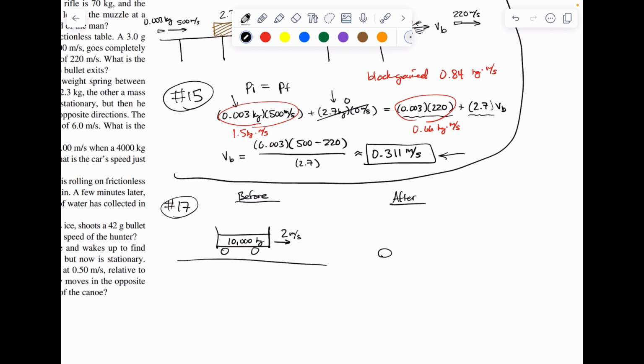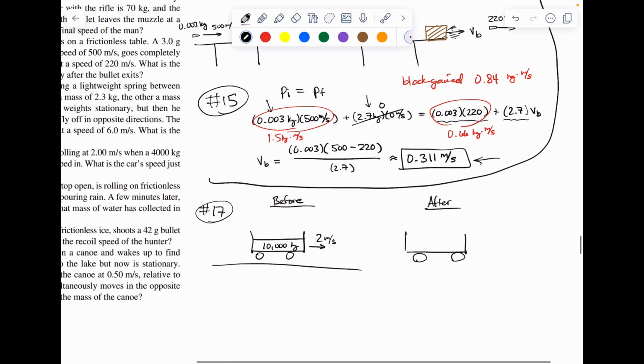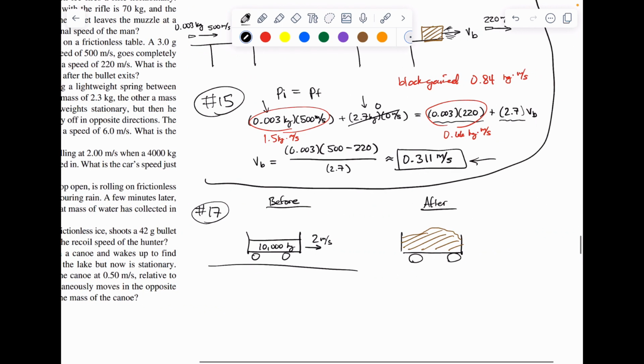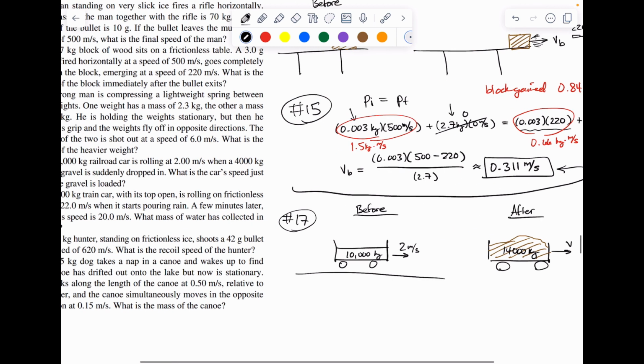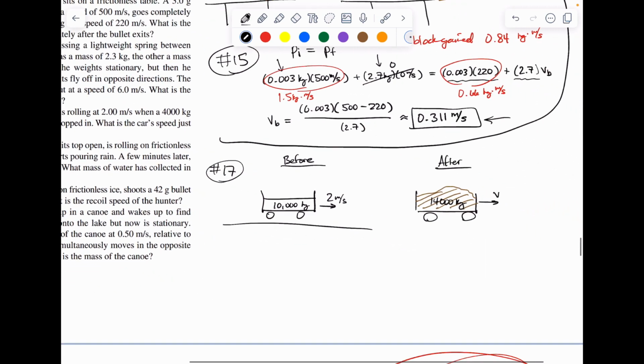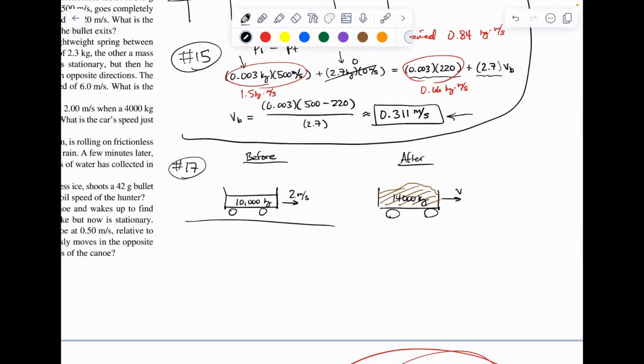All right, so railroad car. Now, what is the total mass? In fact, we might even draw the gravel here. The total mass is 10,000 plus 4,000, so 14,000 kilograms, right? And now it has some sort of new velocity. It's asking what is the car speed just after it's loaded, right? So there we go.